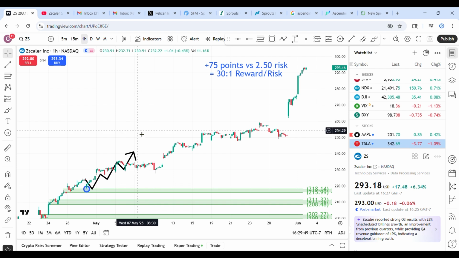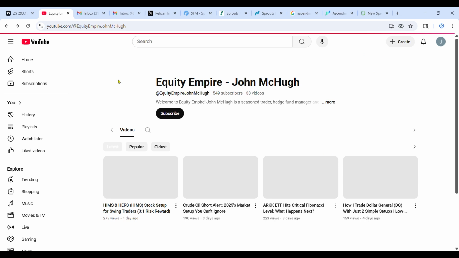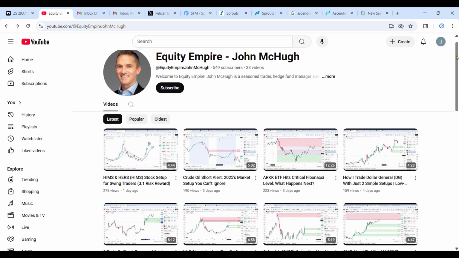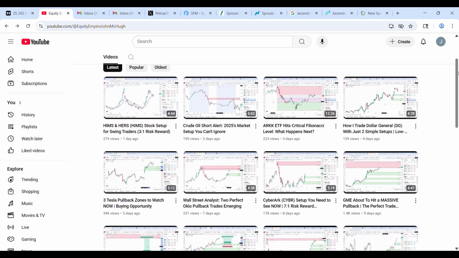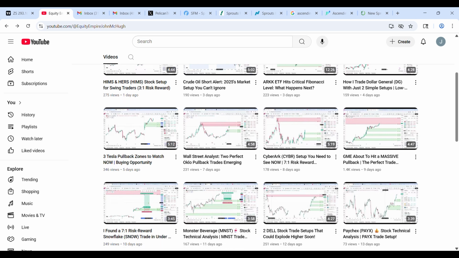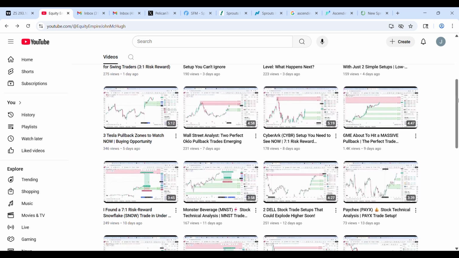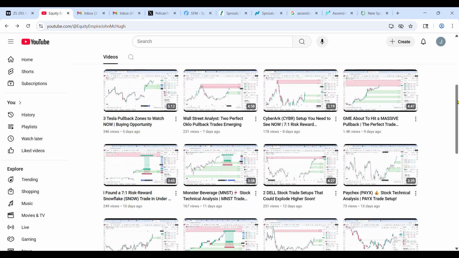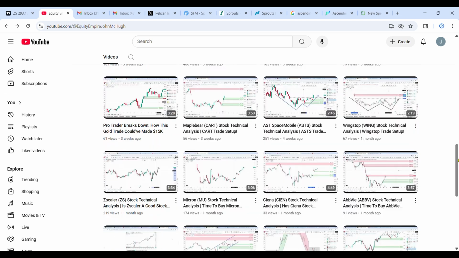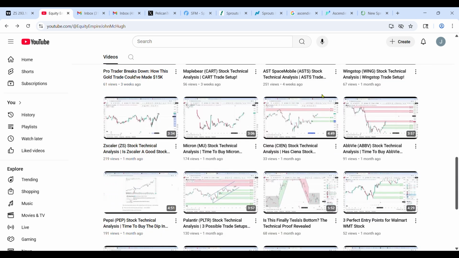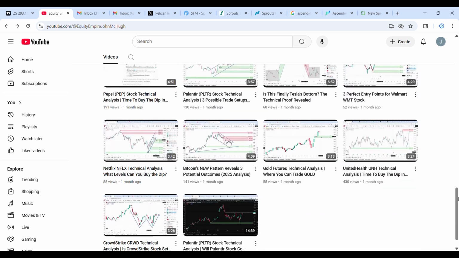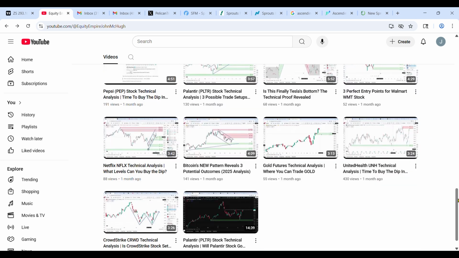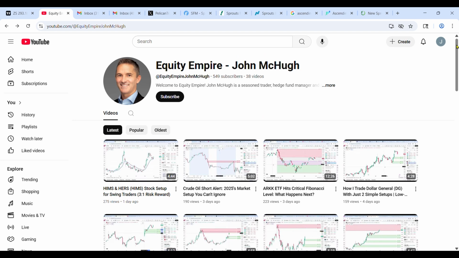Okay, so this is not just cherry picking. If we go back to the YouTube page, there have been several trade setups that have worked out to very high reward to risk ratios. CyberArk most recently is sitting about 5-to-1 right now. Micron was a big reward to risk trade. AST Space Mobile, Palantir, CrowdStrike. I could go on and on about trades that have played out with very high reward to risk ratios since I started posting a little over a month ago.